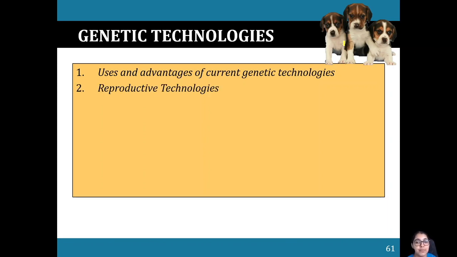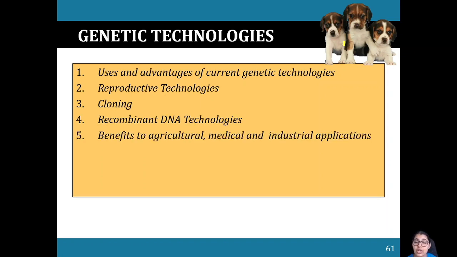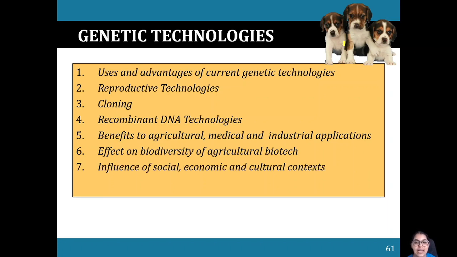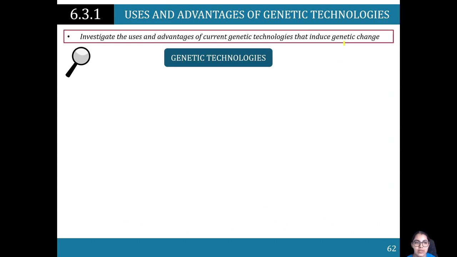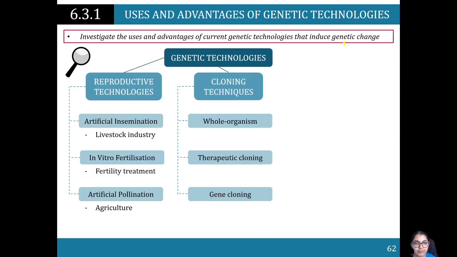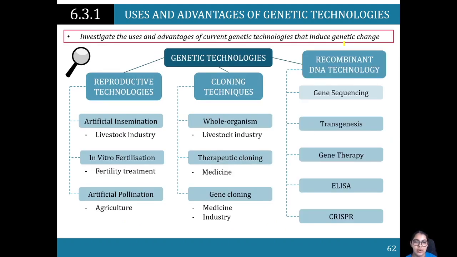We're going to talk about reproductive technologies, cloning, recombinant DNA technologies, benefits to agricultural, medical and industrial applications, the effect on biodiversity of agricultural biotech, and the influence of social, economic, and cultural contexts. Our inquiry question is: does artificial manipulation of DNA have the potential to change populations forever? So here we go, genetic technologies. This is what we are going to look at.